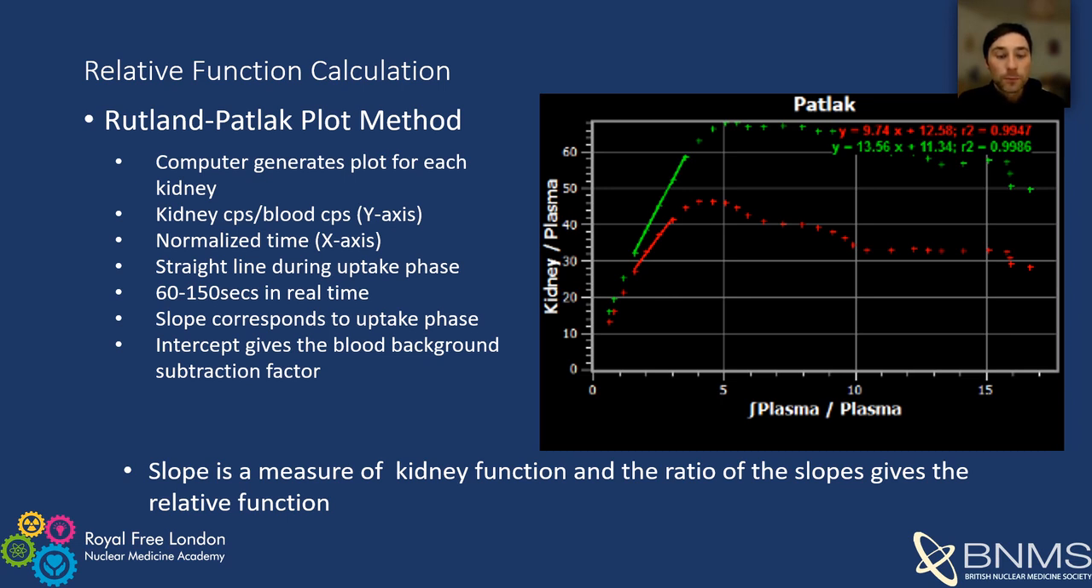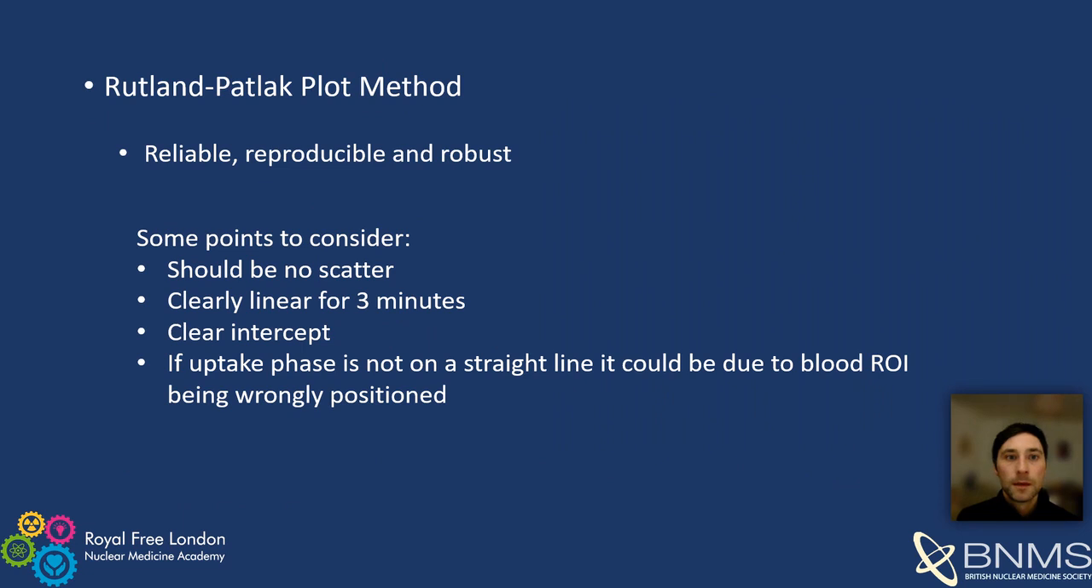Errors can arise if the program chooses the incorrect fit. If the scan is started too early or late, the start and end range may need to be adjusted as the Patlak is set to a specific time frame. This can introduce intra-operator variability that can affect function calculation. Therefore, the start and end range should not be changed unless absolutely necessary. The Rutland-Patlak method is considered the most reliable method to calculate relative function.